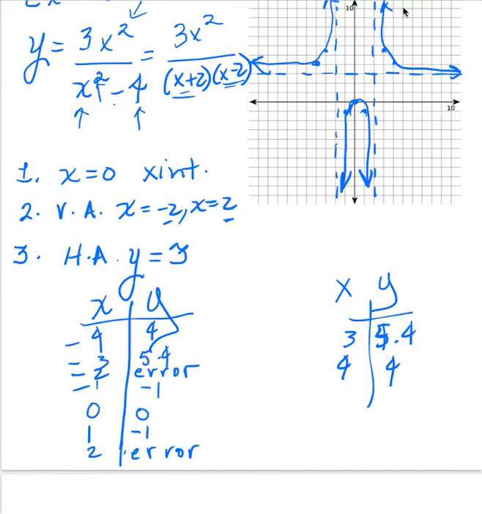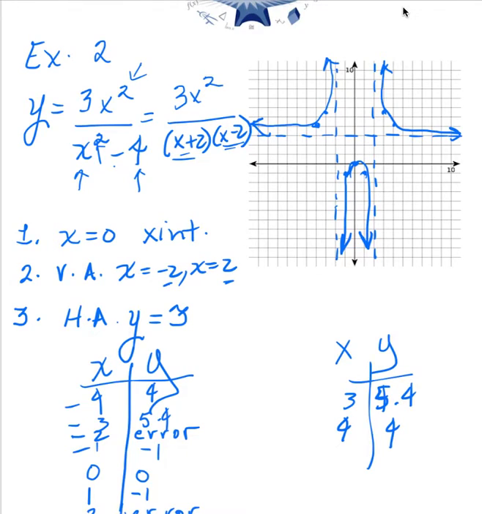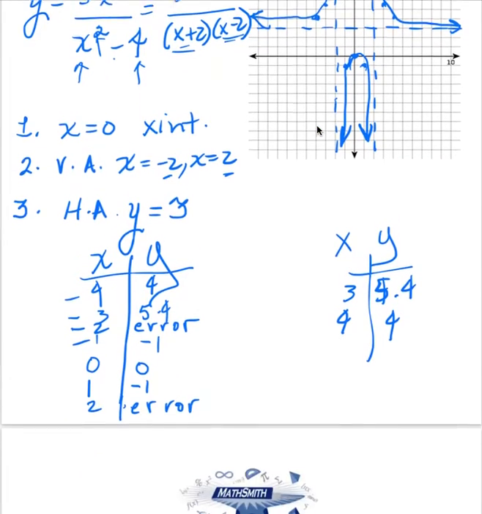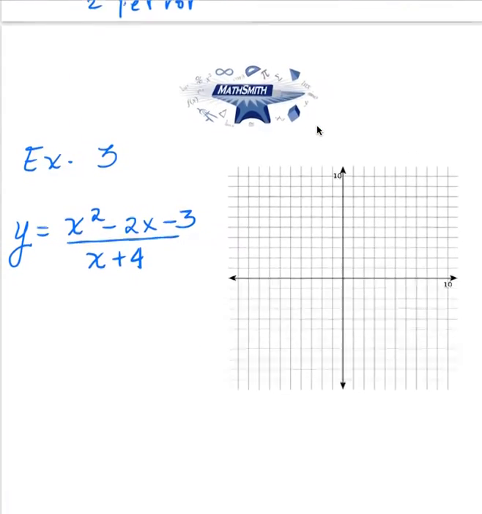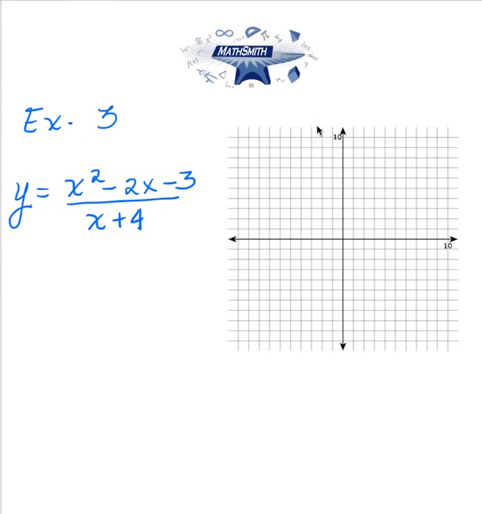All right, so I've got to say these rational functions really kind of look funky when you start graphing them, because you have all these issues with asymptotes and stuff like that. So that is our graph for example 2. And now example 3. All right, we're just going to do the same thing that we've been doing.